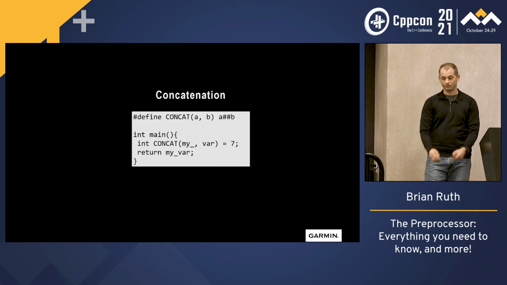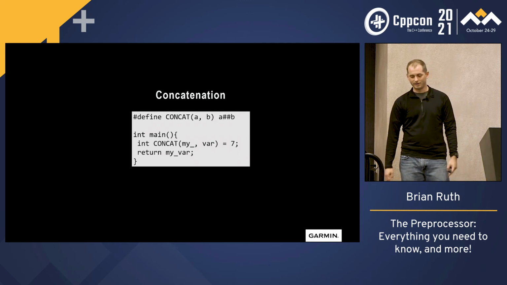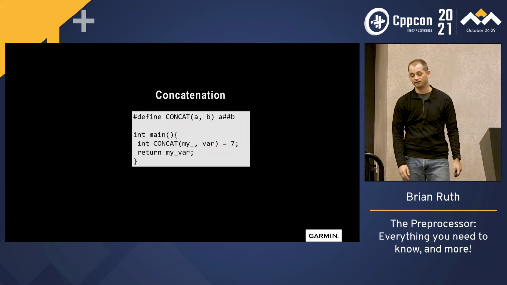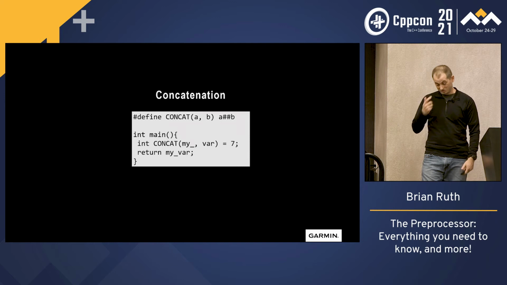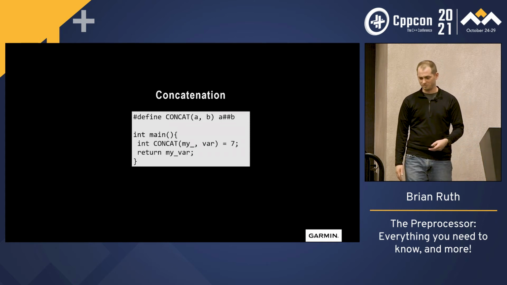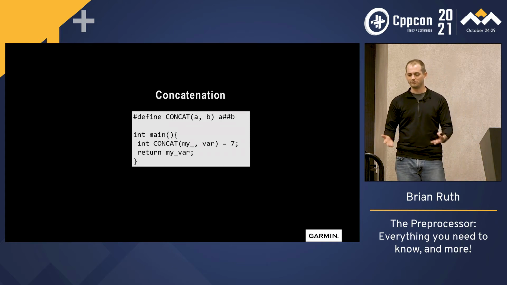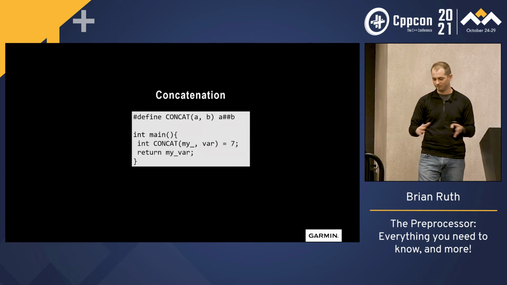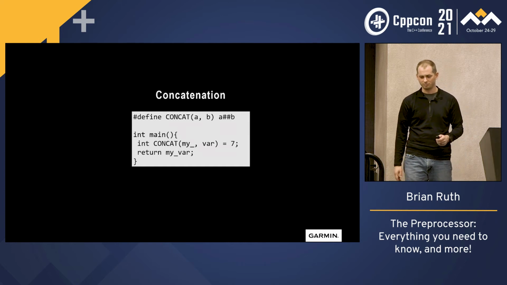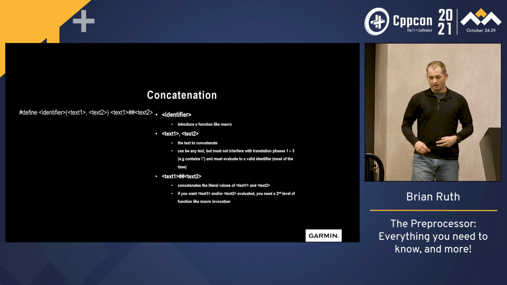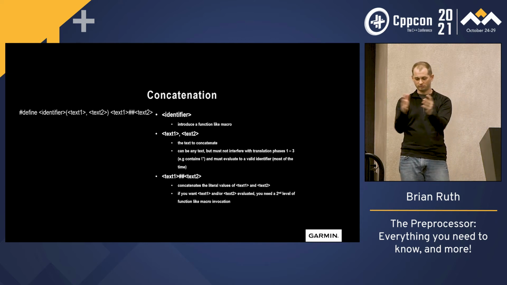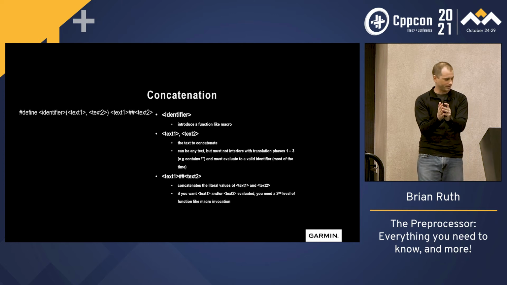Concatenation. If you have a single pound, it's a stringification. If you have double pound, not followed by VA_ARGS, it is concatenation. So you can do weird things with this, like create a variable using the preprocessor. Here we don't have any myVariable defined as you're looking at the code, but we're returning myVar, and this compiles because we introduce the identifier, and then we have these two sections of text, and we smush them together as text, right?